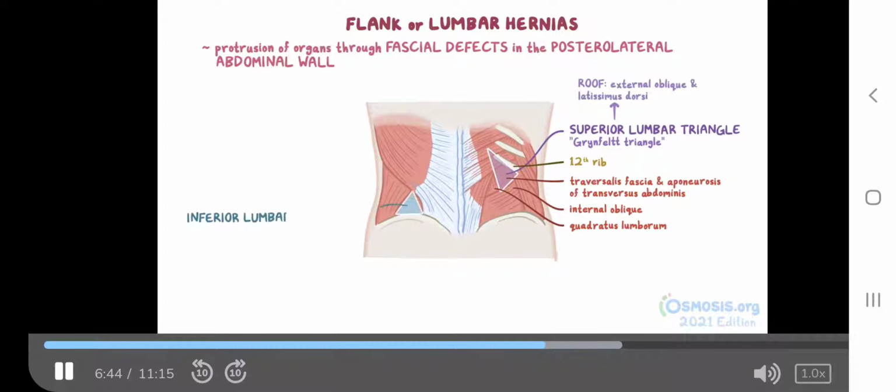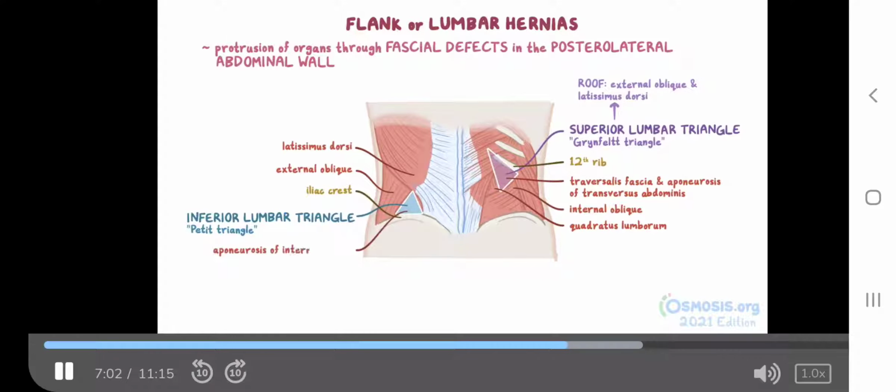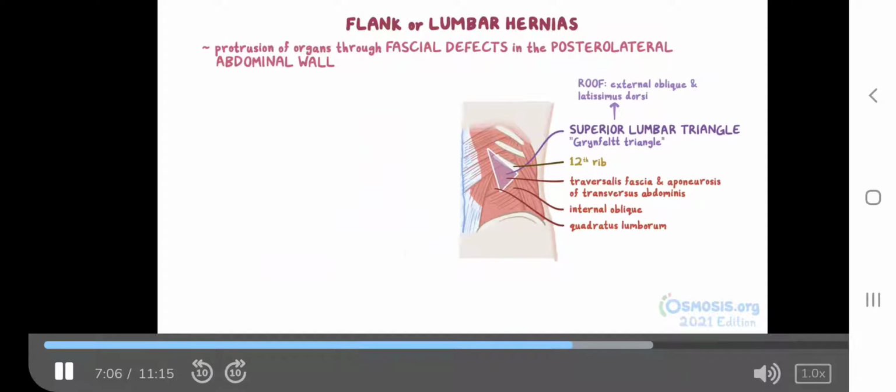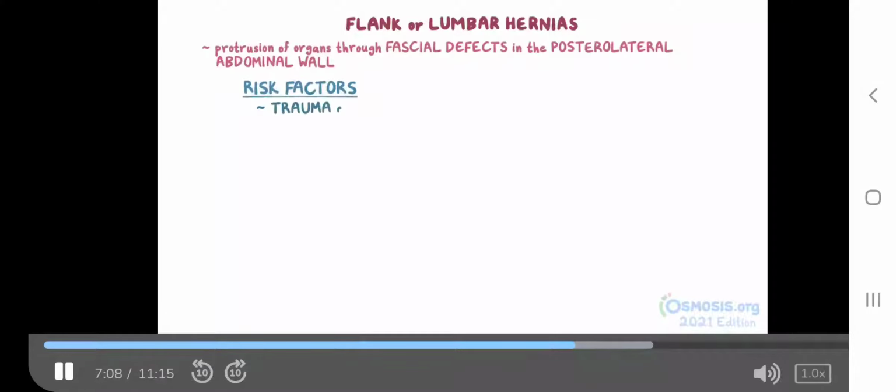The inferior triangle is also known as the petite triangle because it's a small triangle located between the posterior border of the external oblique muscle laterally, the lateral border of the latissimus dorsi muscle medially, and the iliac crest inferiorly. The floor is composed of the lumbodorsal fascia, continuous with the aponeurosis of the internal oblique and transversus abdominis muscles. Lumbar hernias can form due to trauma or surgery.